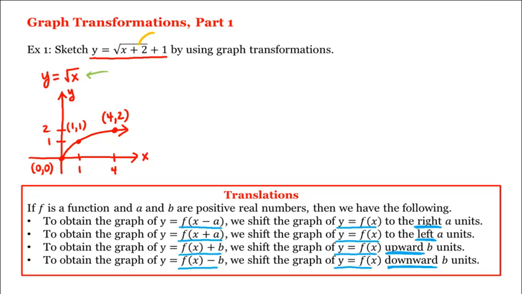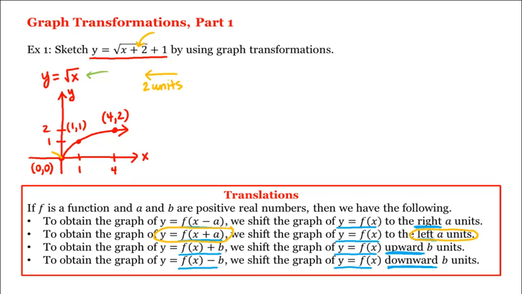All right, so what does this plus 2 under the square root do to this graph? Looking down here, we're in the second case. We are adding a positive number to the x value within the function, which means we're going to shift this graph to the left a units, or in this case, 2 units. So we're going to shift this graph 2 units to the left.